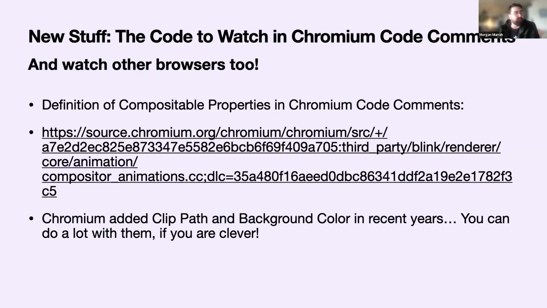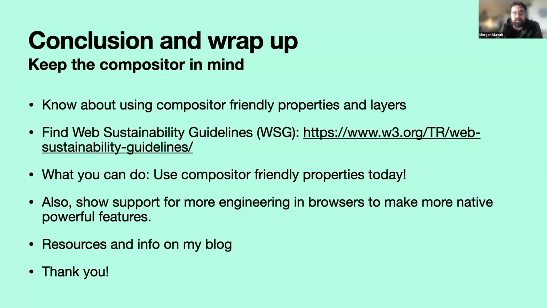I'll be posting these after the talk, but if you wanted to see where the direction is going in just a few lines of code, you can, for example, check out some Chromium code comments and see the definition of compositor-friendly properties. That has changed. It changed in 2025 to include clip path and it could change more in the future. So you can do a lot with these things if you're clever.